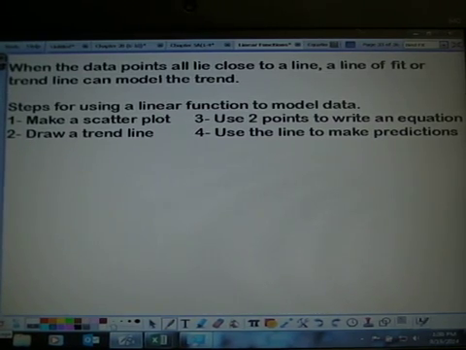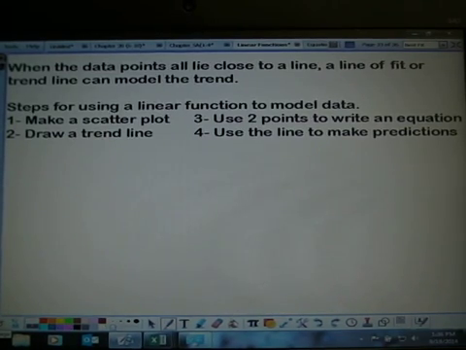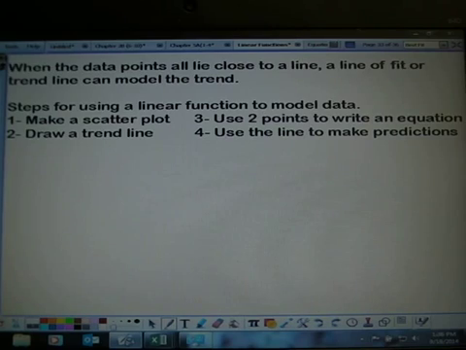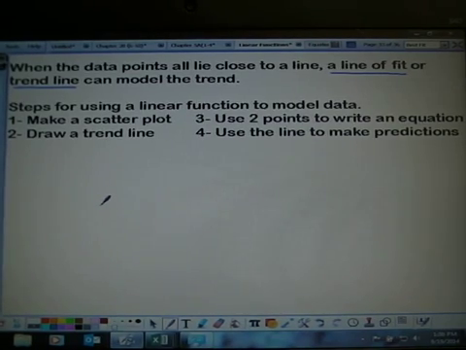When the data points all lie close to a line, a line of fit or a trend line can model the trend. There are different ways they may call it. They may call it a line of fit. They may call it a trend line. So I want you to understand that those things mean the same.